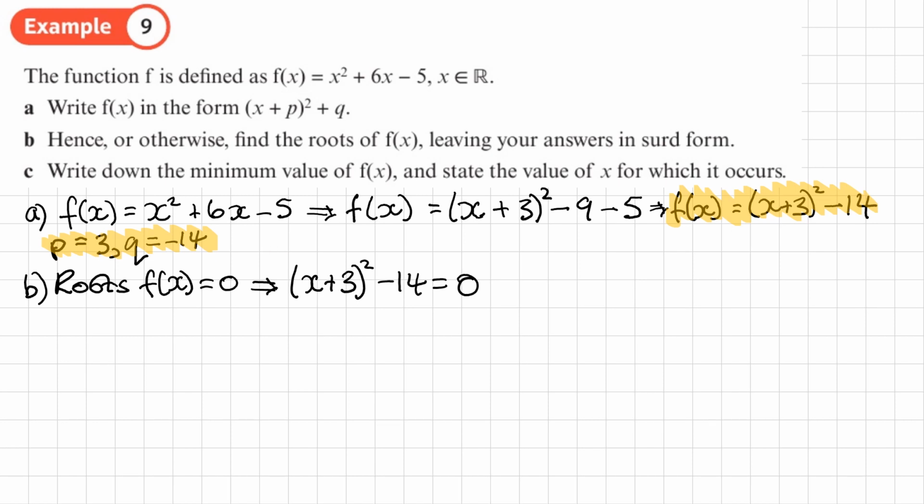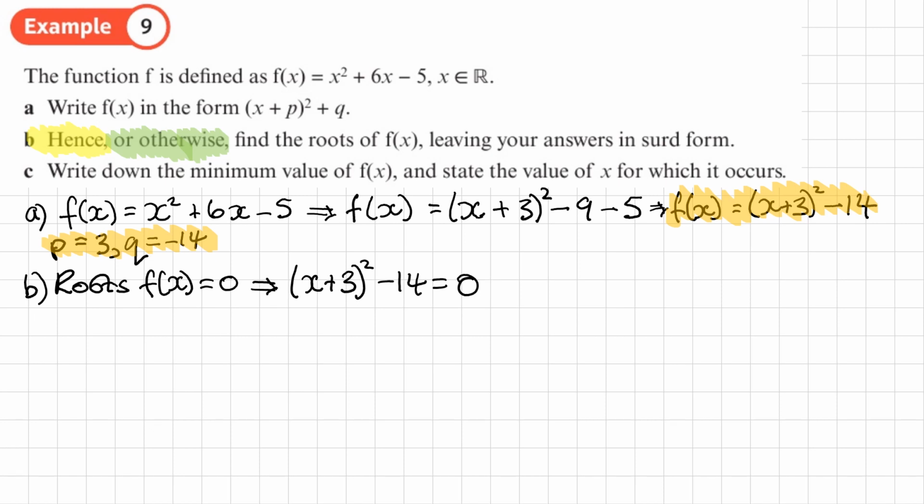Now when you see a question and you see the word hence, it's normally a clue. It's saying use what you've done previously to help you, or you can start from scratch. That's what the otherwise means. So or otherwise means start from scratch and don't use what you've just worked out. Hence means use what you've just worked out. Now the easier way is the hence part. Use what we've just done. So I'm using the completed square form of f of x to help me find the roots. Otherwise would be I go straight back to what I started with and somehow use that to find the roots. So I could have used the quadratic formula to find the roots from here, or try to factorize it. But since we've completed the square, that's always the easier way. Use what you've just done to help you.